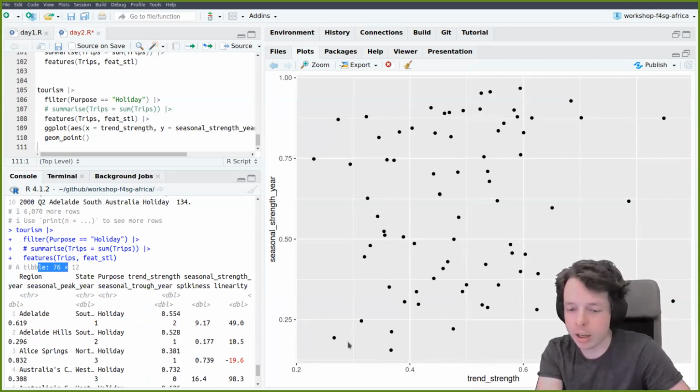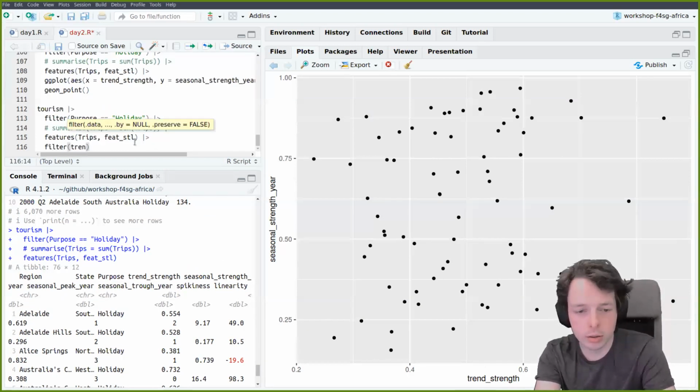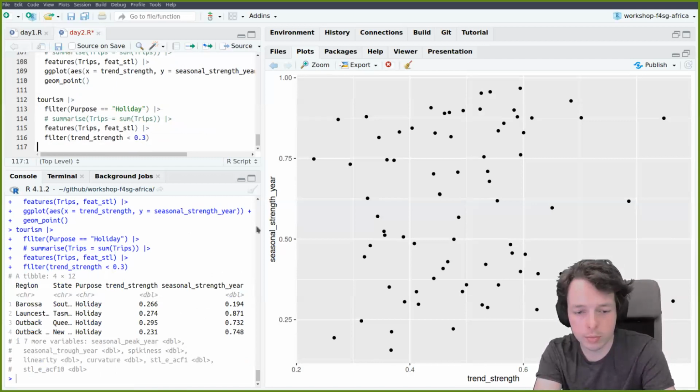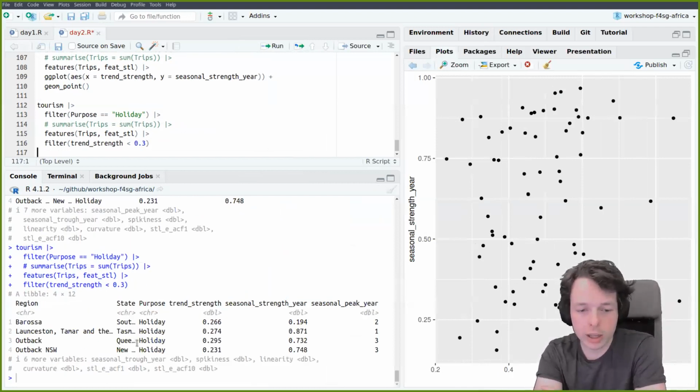Now we might be interested in what time series this one is. It doesn't have much trend and it doesn't have much seasonality. So maybe I take my features and then I filter the trend strength to be less than 0.3. Now I have just 4 time series that don't have a lot of trend. These are from various different places in Australia. We have outback Queensland, outback New South Wales, a small town in Tasmania, and a place in South Australia, the Barossa Valley. It's known for its wine production.